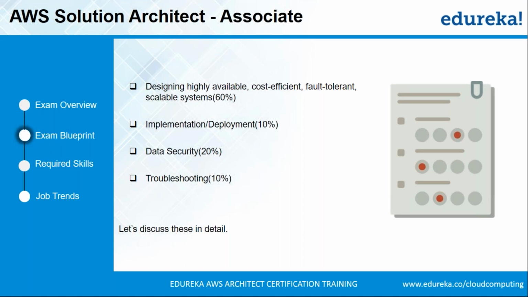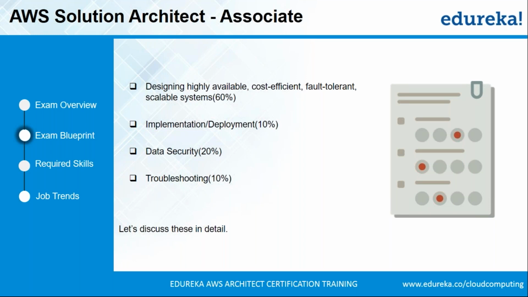The next domain is implementation and deployment. So basically whatever you have architected, you have to implement it in terms of AWS services, and you have to deploy it on the AWS infrastructure. Like we just deployed a website on AWS infrastructure, right? So in the same way, you also have to deploy it. And that section of the exam is 10%.